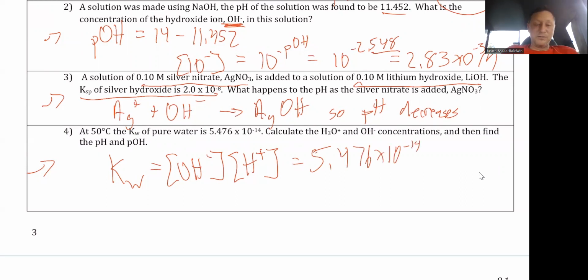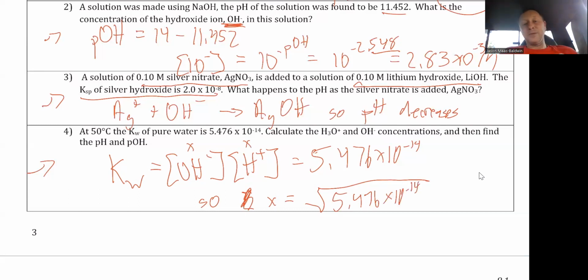So we can just make those both X, right? If this is X and this is X, then we can solve for X, which is equal to the square root of 5.476 times 10 to the minus 14. And then we can solve for that X and take the negative log of that value, and that will give us both the pH and the pOH, which I believe you get 6.6308.